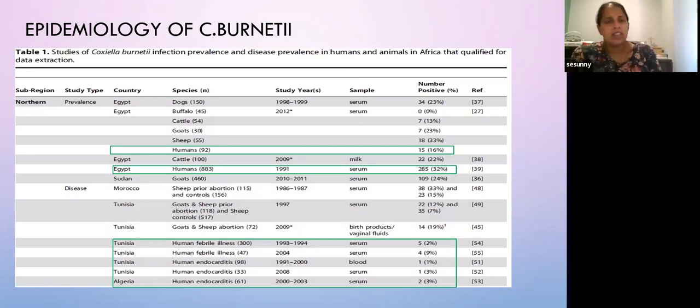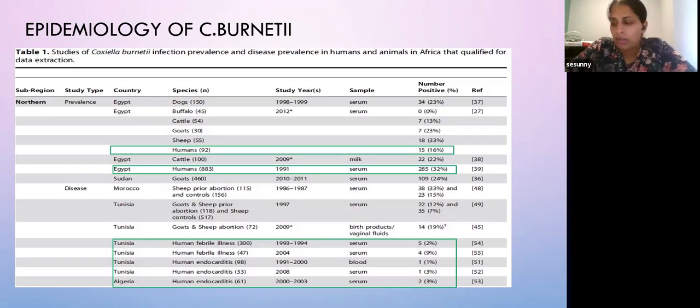So why has there been this renewed interest in Coxiella recently? The largest known human outbreak occurred between 2007 and 2010 in the Netherlands, where there were more than 3,500 cases of Coxiella affecting humans, and that was from infected dairy goat herds. And so since then, there's been this renewed interest in studying the prevalence rates of Coxiella across the globe.